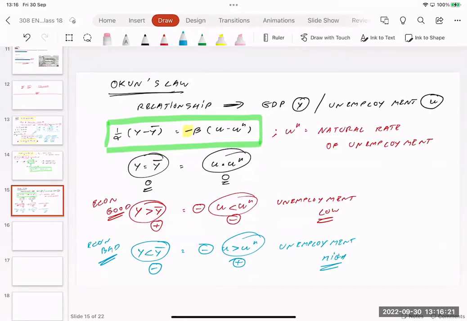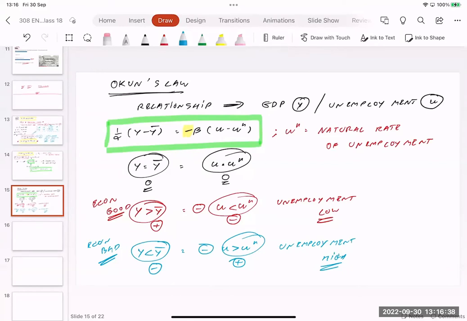So when the economy is bad, unemployment is going to be high. Or the opposite way, when the economy is good, business is really good. The business sector can sell a lot of product, so they're going to increase their production and hire more labor. That's why unemployment is going to be really low.